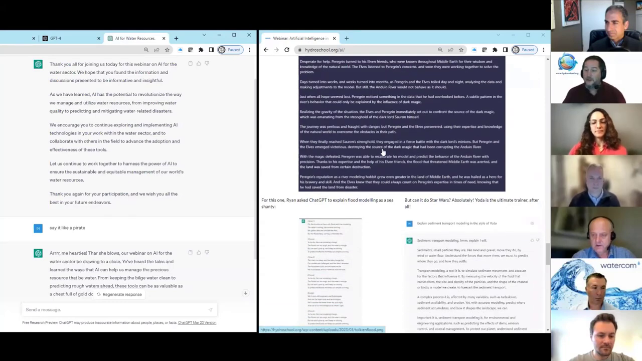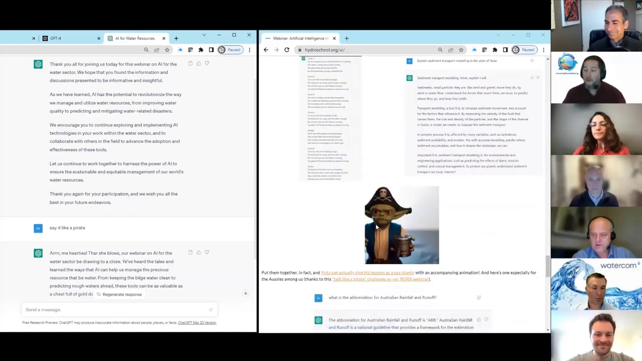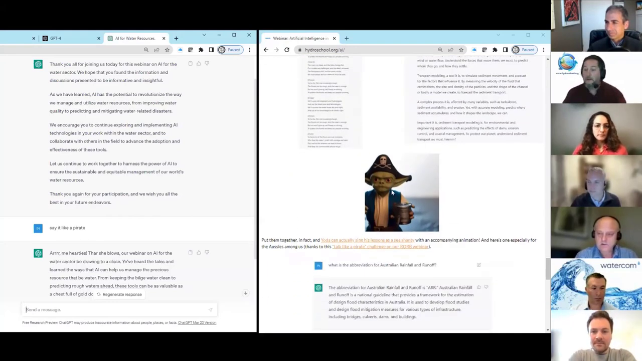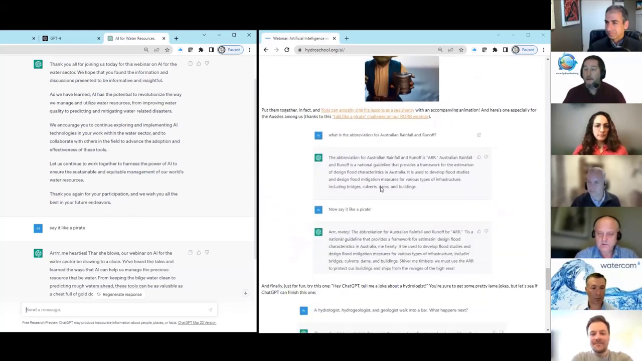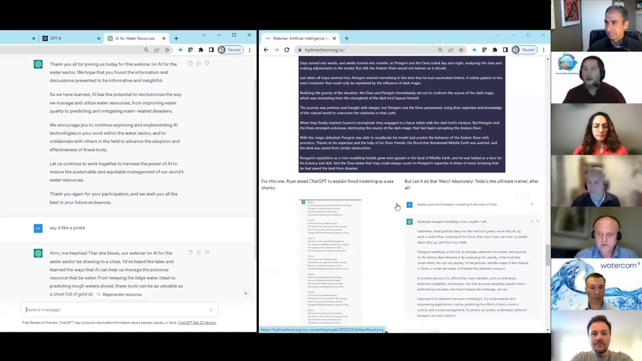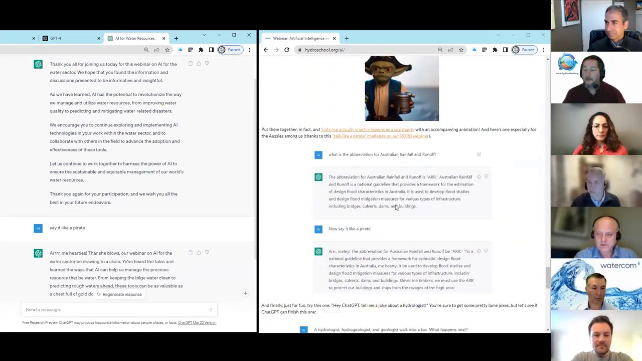Read a story about a flood modeling hobbit. You can see some jokes here. It'll generate somebody explaining sediment transport as Yoda singing a sea shanty, and it'll actually generate you an image of doing that. I mean, think about the computing power going on here for it to be able to write a flood modeling hobbit into a story that you could use as a bedtime story.